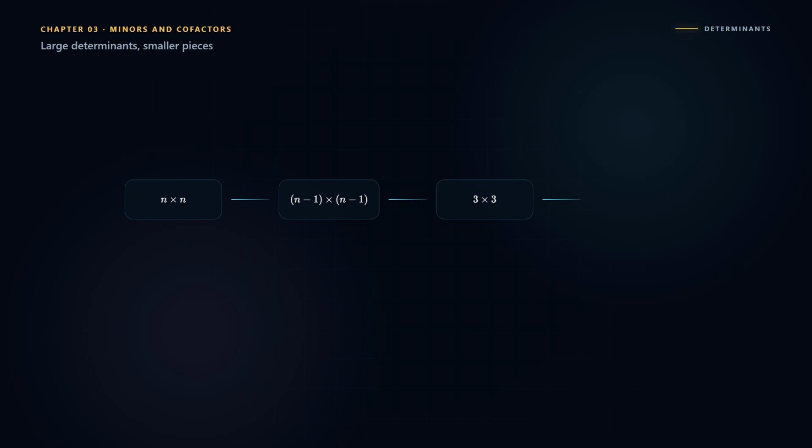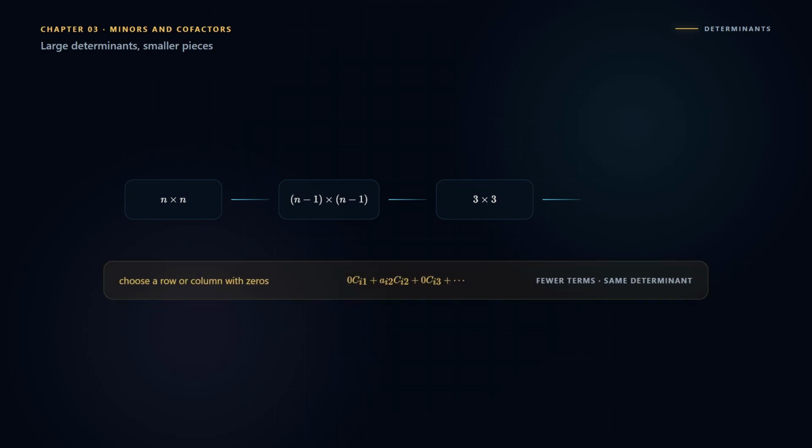The value is the same no matter which row or column we choose. So choose strategically. A row or column containing zeros eliminates terms before any arithmetic begins. Laplace expansion is not a new disconnected trick. It is a pathway from a large determinant back to the 2 by 2 rule we already trust.